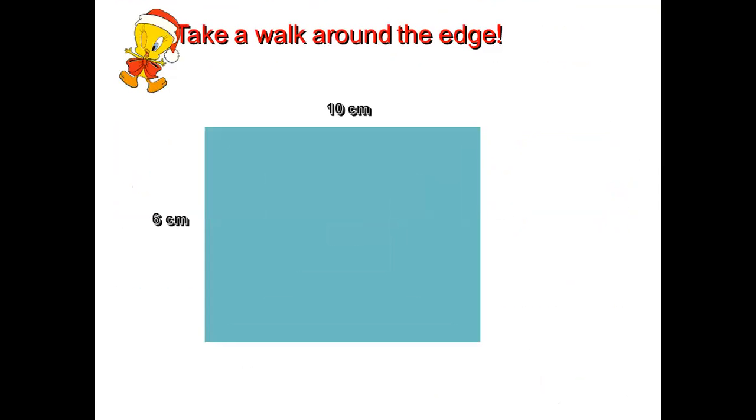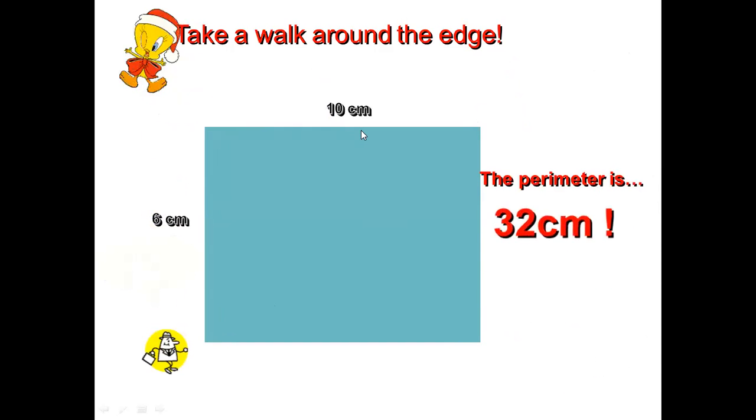Take a walk around the edge. If it asks you to take a walk around or the distance, it will be 6 centimeters plus 10 plus 6 plus 10, which is going to be 32. So the perimeter is 32 centimeters.